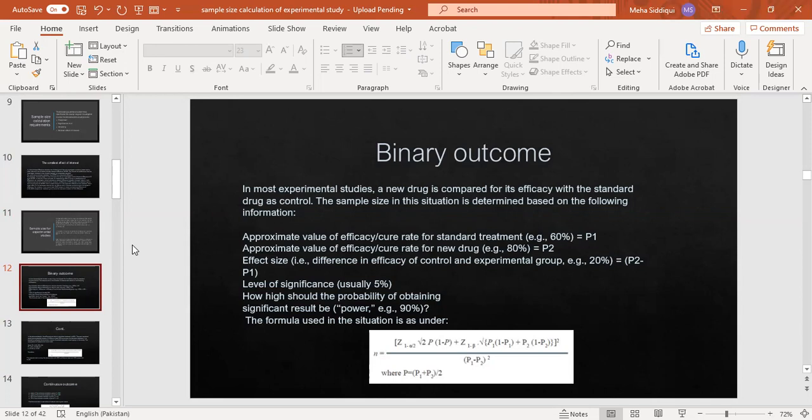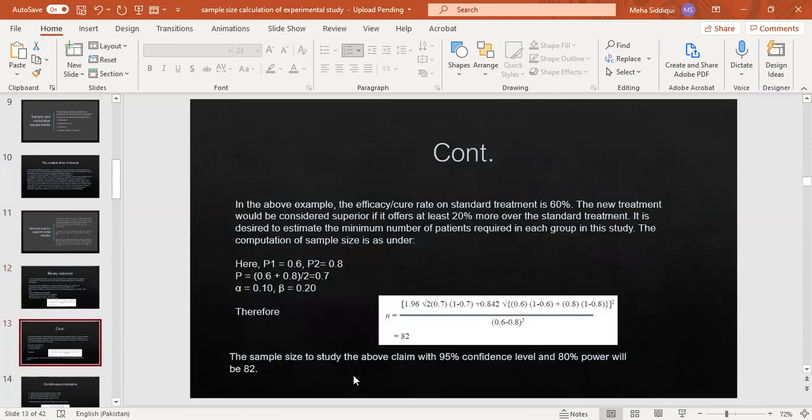The formula used in this situation is as under. Here is the formula that we will use in this situation. So in this example, the efficacy cure rate on standard treatment is 60%. The new treatment would be considered superior if it offers at least 20% more over the standard treatment. It is desired to estimate the minimum number of patients required in each group in this study. The computation of sample size is as under.